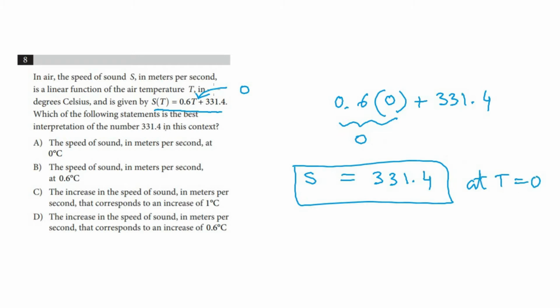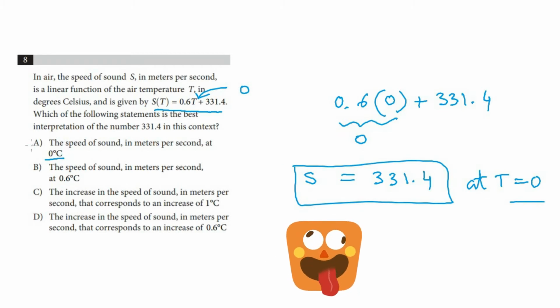Okay, so let's see which option matches. For the first option, they have given the speed of the sound in meters per second at 0 degrees centigrade. Yes, T equals 0 means 0 degrees centigrade, so option A matches.